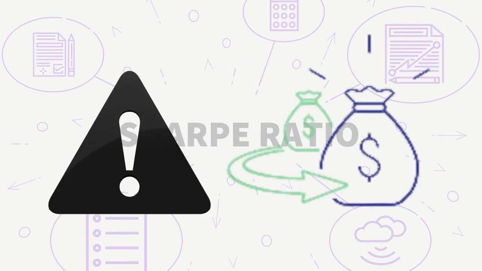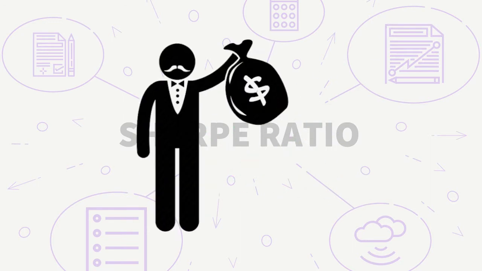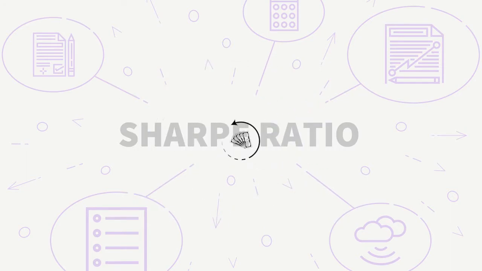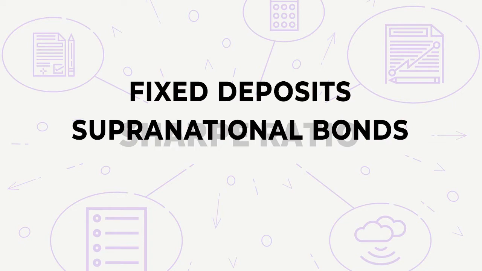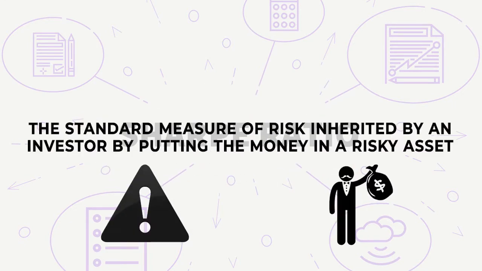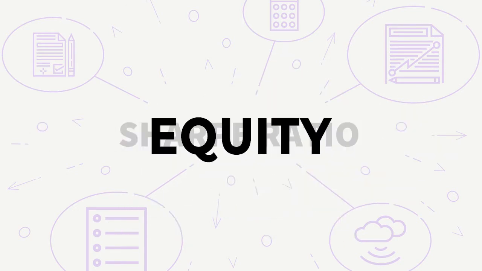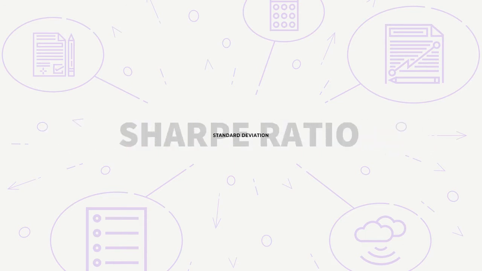Risk-adjusted returns are usually defined as a return earned by an investor above the prevailing risk-free rate in the market. That is, return delivered by risk-free assets such as fixed deposit, supranational bonds, and government bonds. The standard measure of risk inherited by an investor by putting the money in a risky asset such as equity is typically measured in terms of standard deviation, that is, the square root of variance.